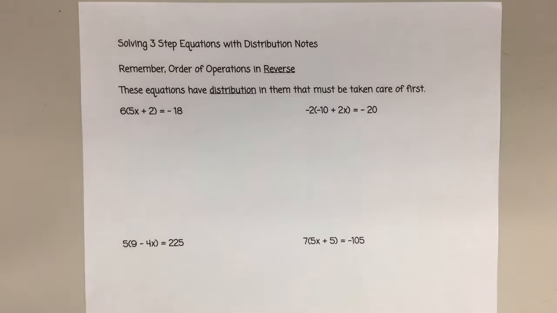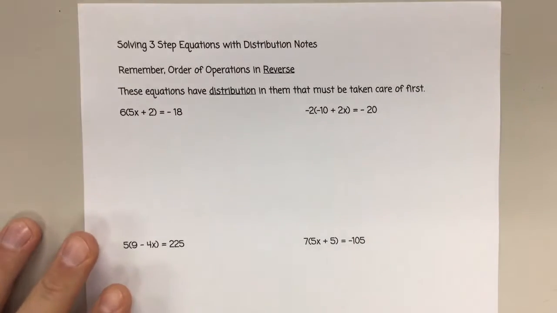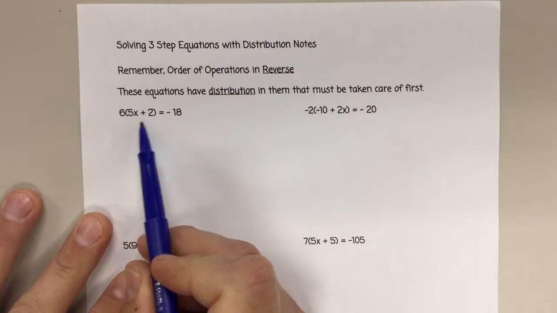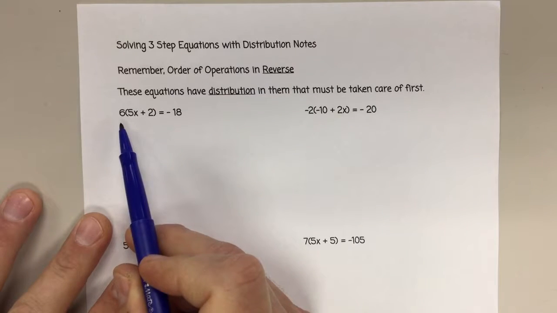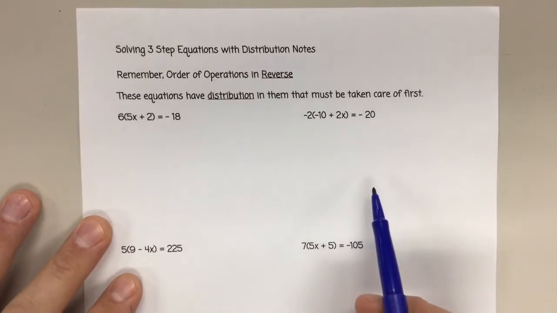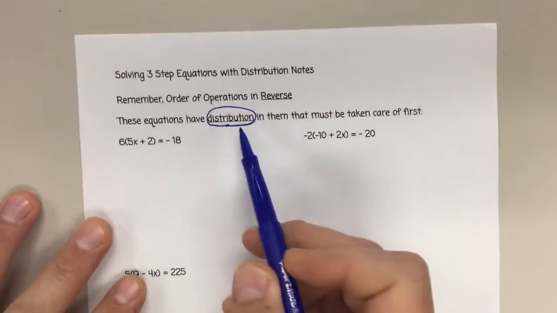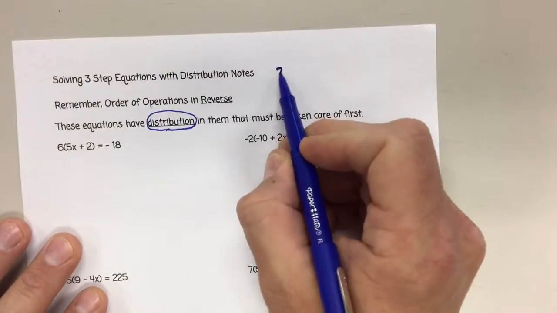Solving three-step equations with distribution. So today is our final three-step equation technique. And for these equations, you'll notice that there are parentheses and a number outside them. So the property we use is called distribution. Distribution is pretty easy. I'm sure you've done it before.